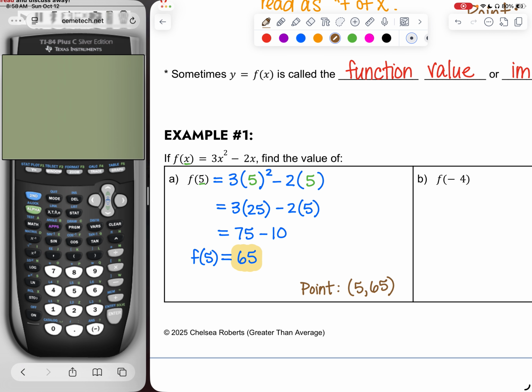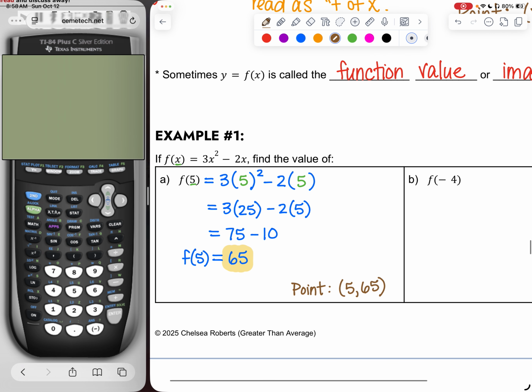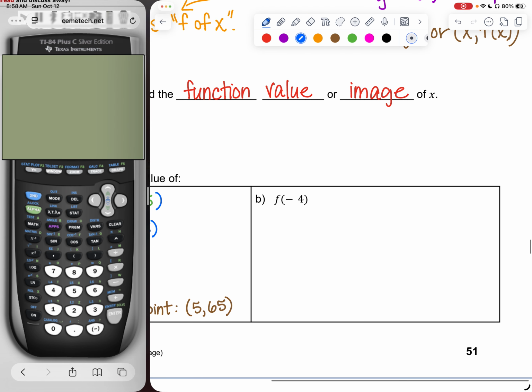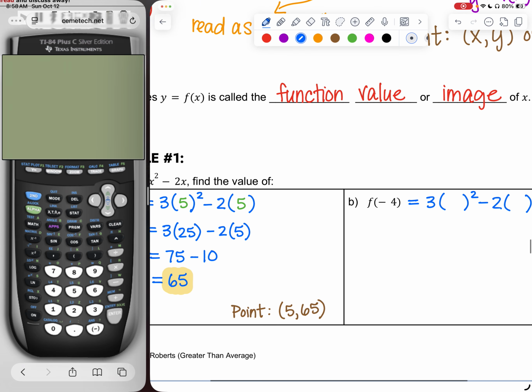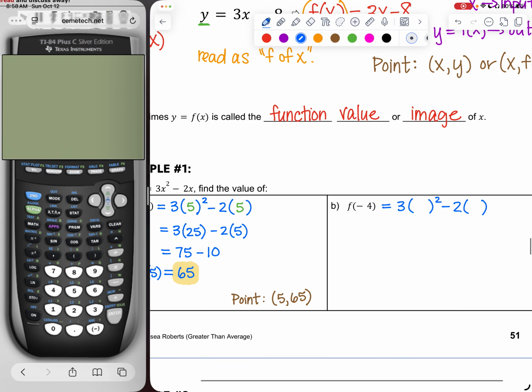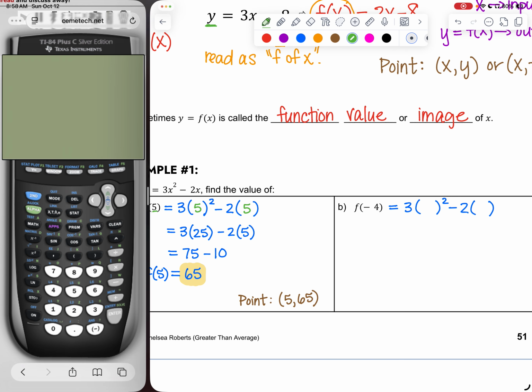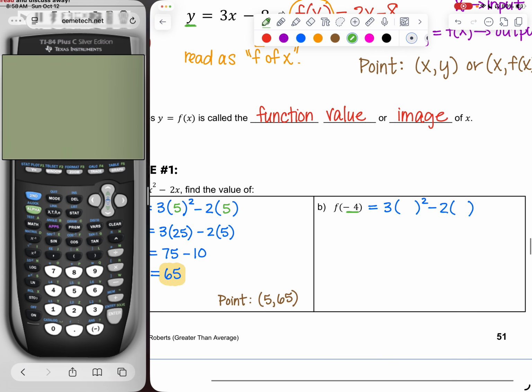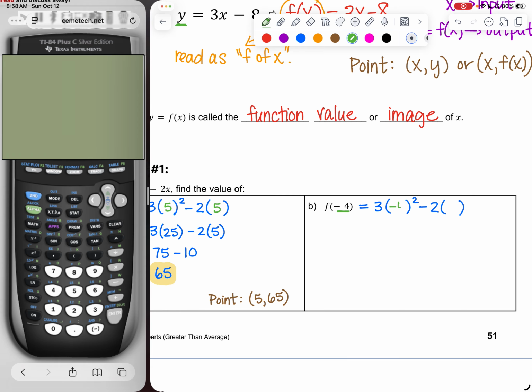Let's look at B. Same thing, except I'm substituting in -4. So remember, whenever you substitute, you want to just put parentheses there. So that's going to be equals 3 times something squared minus 2 times whatever goes in there. So we know that -4 is where x used to be. So I'm going to put -4 here and here.